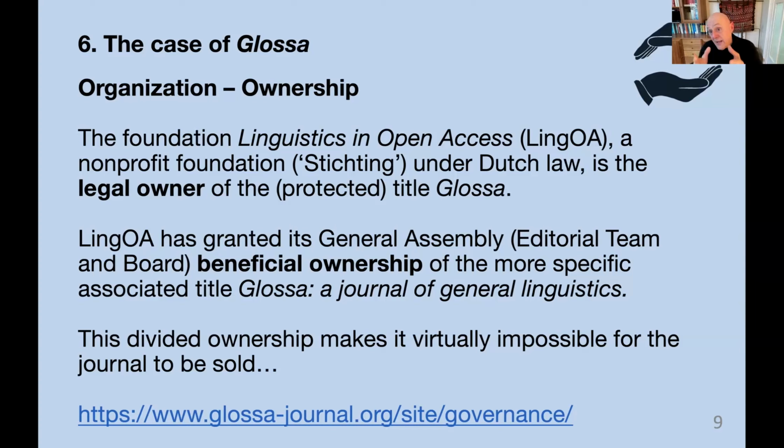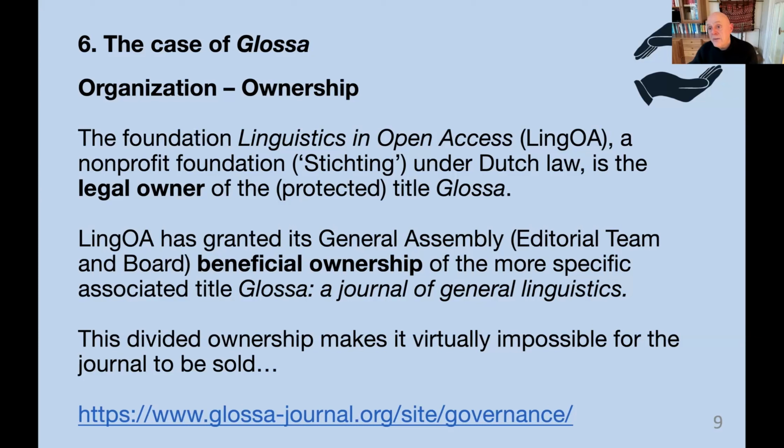And then you have this legal entity that can own stuff. You need to have a board, of course, but they are the legal owner of the title Glossa as a not-for-profit foundation. Now, of course, as a not-for-profit foundation, Lingoa has then granted the General Assembly of the journal beneficial ownership of the more specific title Glossa, a journal of general linguistics. Why did we do that? Because this division between legal ownership and beneficial ownership is what makes it almost impossible to sell the journal. It's like a house.